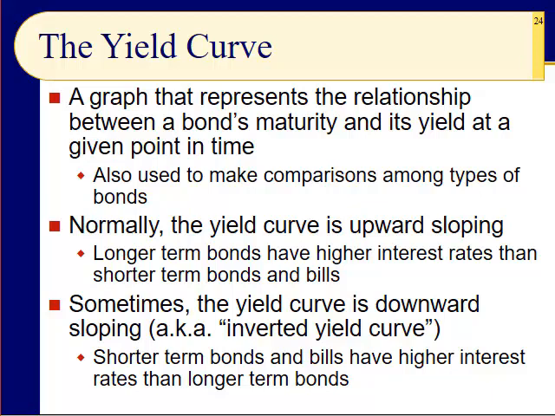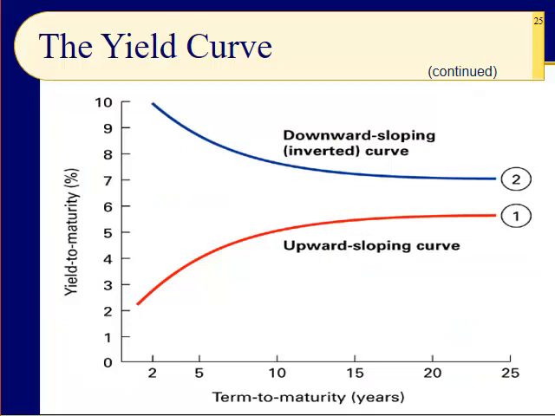Sometimes the yield curve is downward sloping. It's called an inverted yield curve. This is unusual, but it happens. Where shorter-term bonds and bills, treasury bills, have higher interest rates than longer-term bonds. That doesn't make sense. Hang on a minute. We'll see why. Slide number 25.